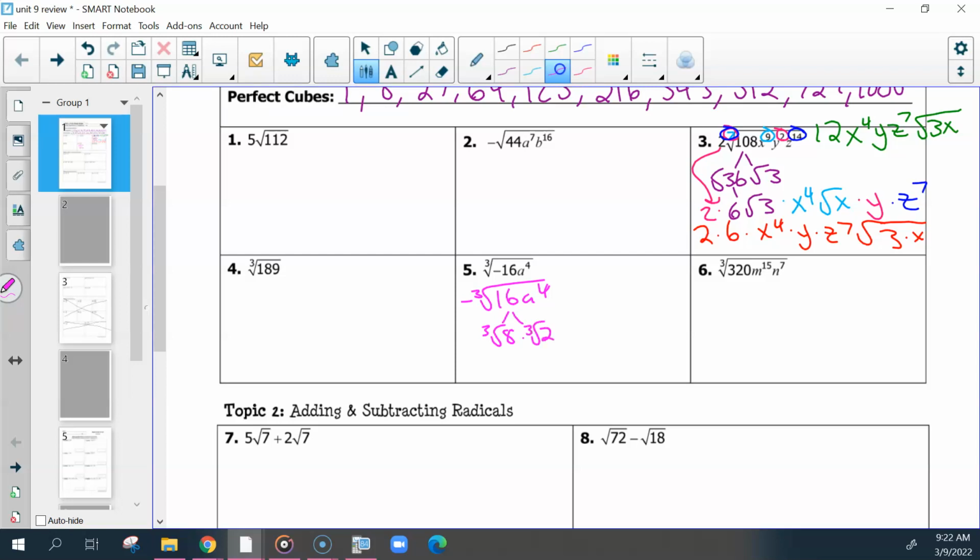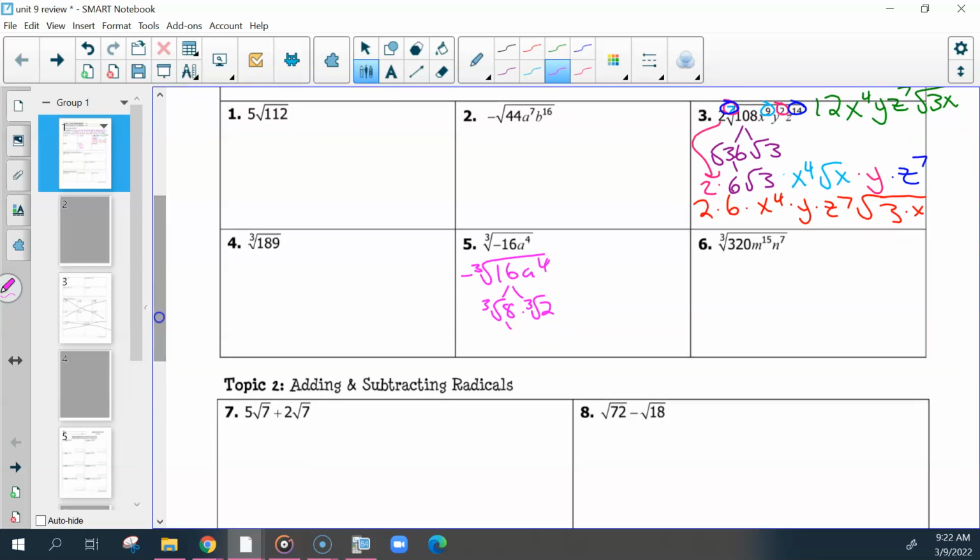8 and 2. The cube root of 8 is what? And then 3 goes into 4 how many times? Once, with 1 left over. So on the outside we would have negative 2 times a. On the inside, we would have the cube root of 2 times a. So our final answer would be negative 2a times the cube root of 2a. Questions on that one?